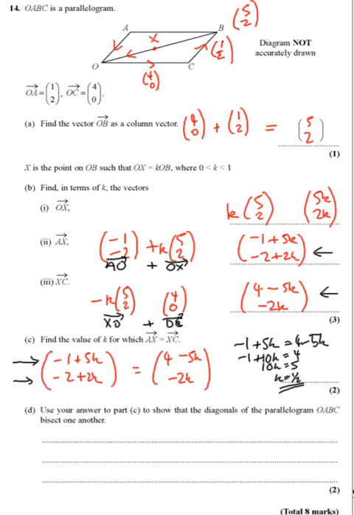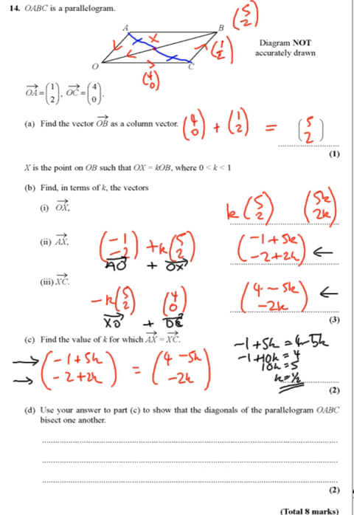Use your answer to part c to show that the diagonals of parallelogram OABC bisect one another. Well, it says that AX equals XC when k is a half, so that means that AX equals XC. Now, if the diagonals bisect each other, then the two halves of the diagonals are the same, so we should expect that to be the same.